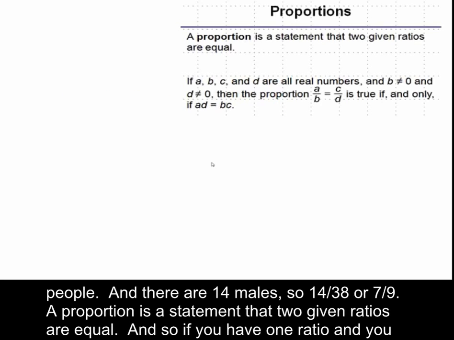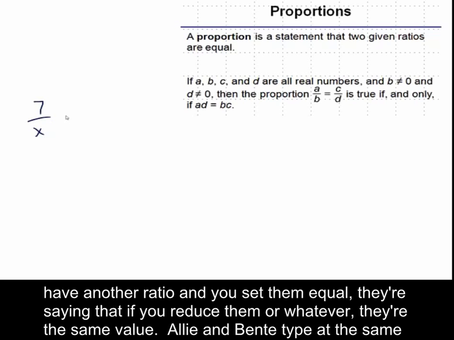A proportion is a statement that two given ratios are equal. And so if you have one ratio and you have another ratio and you set them equal, they're saying that if you reduce them or whatever, they're the same value.